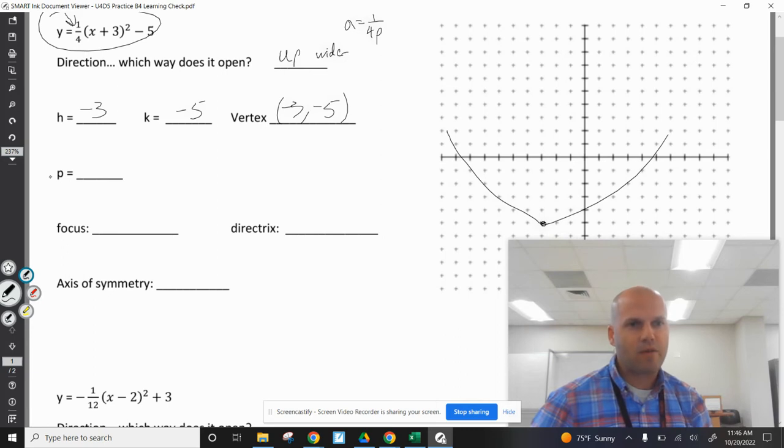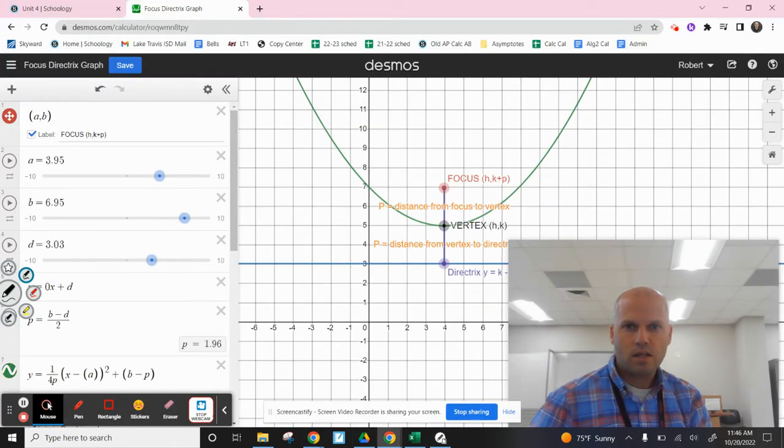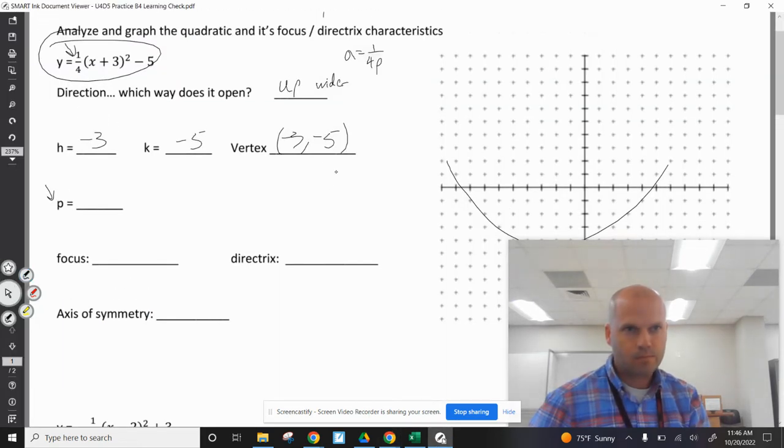Well, we got to identify P, and P is the key. P is the distance from the focus to the vertex, which is going to be the same as the distance from the vertex to the directrix. If we have an equation, A is 1 over 4p. Okay, so A is 1 over 4p. Well, I honestly don't even care about the top because it's just 1 over 4, and it's 1 over 4p. I know p's got to be 1.